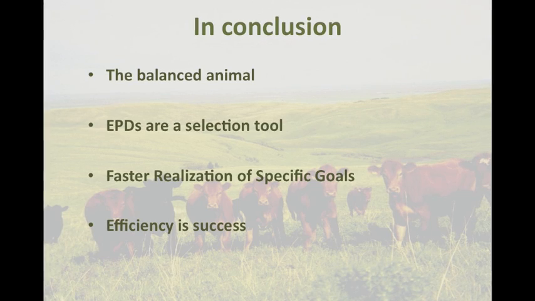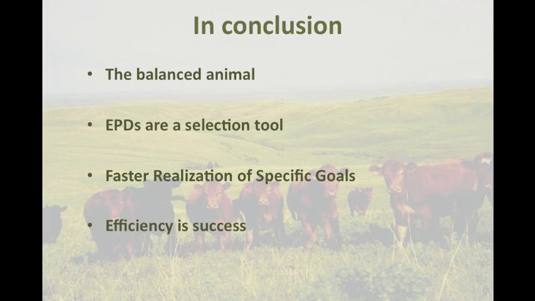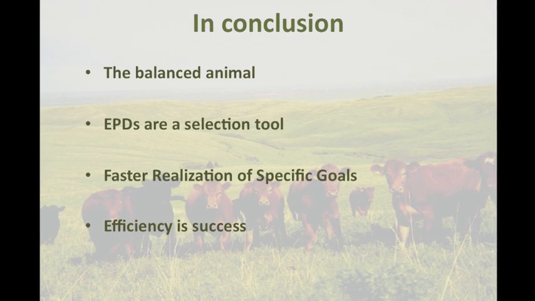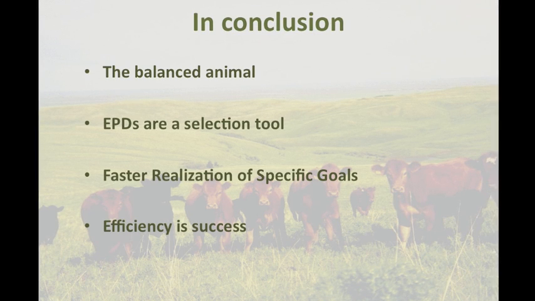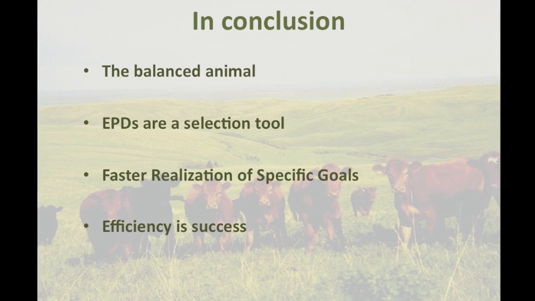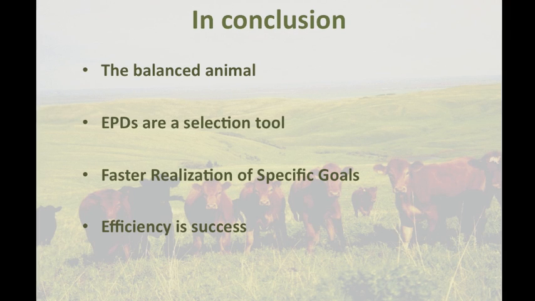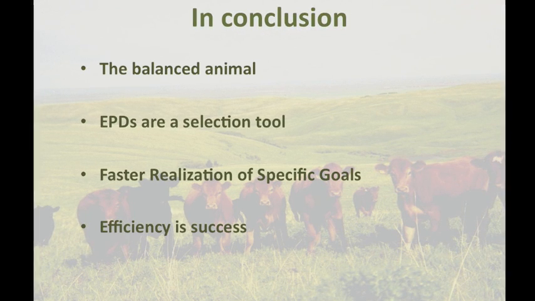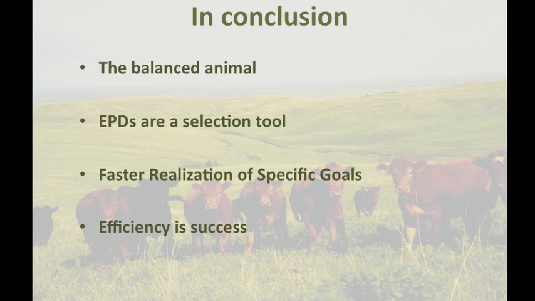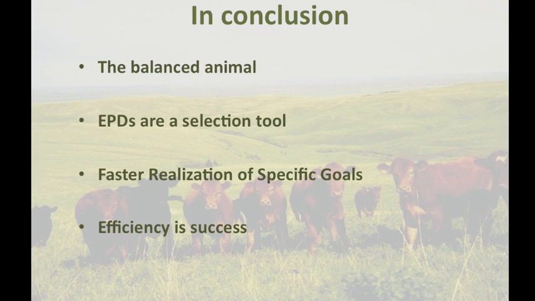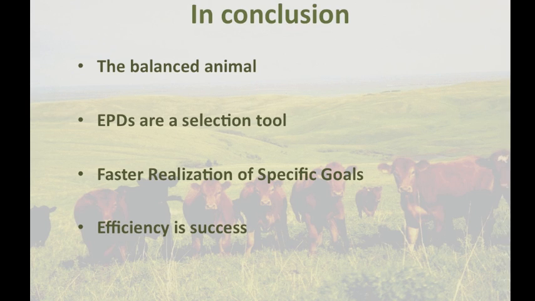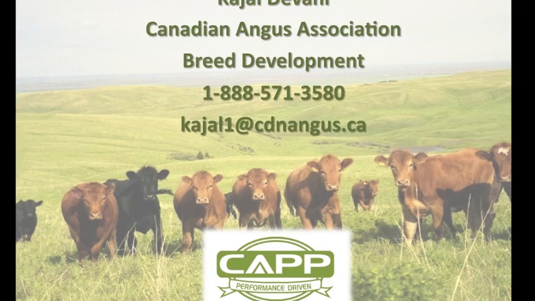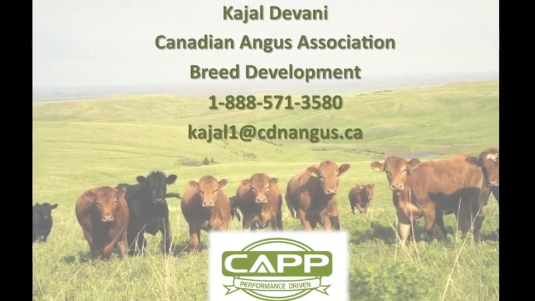So those are some tools that the Angus Association has for its membership. And we just like to remind our members that we don't recommend single trait selection. We recommend using these as a tool for balanced animals. And that's looking at the phenotype, that's using the EPDs as a tool, but it is proven that using EPDs as a guideline will allow our membership to realize their specific selection goals faster. And then, of course, I'm always here for help.